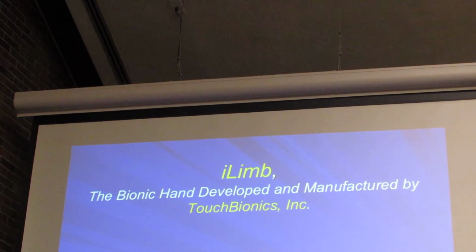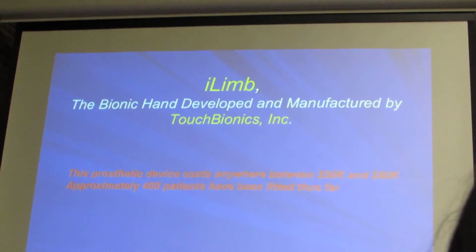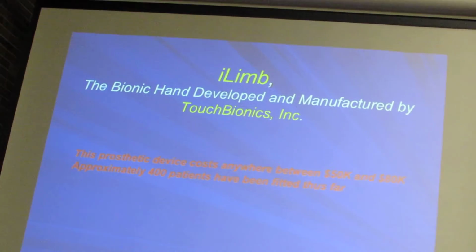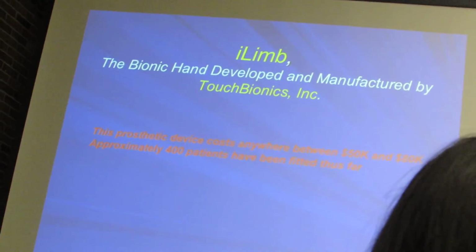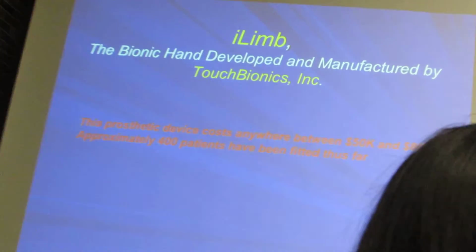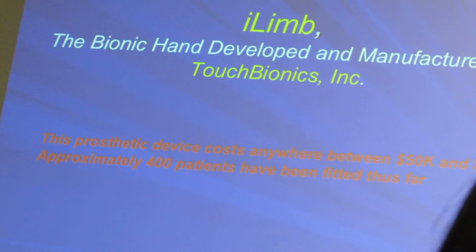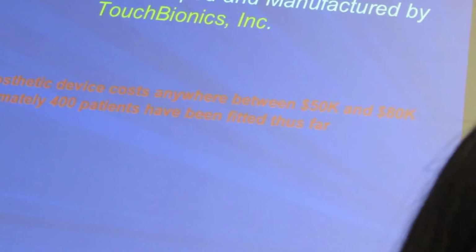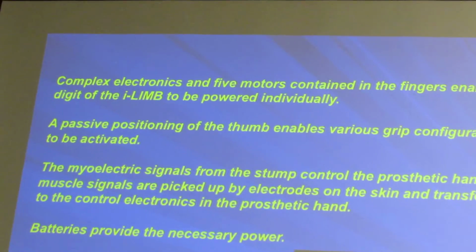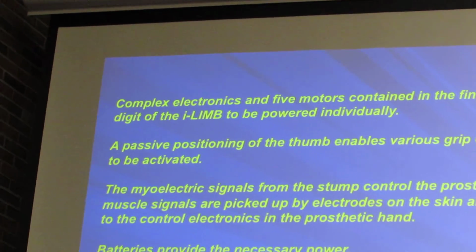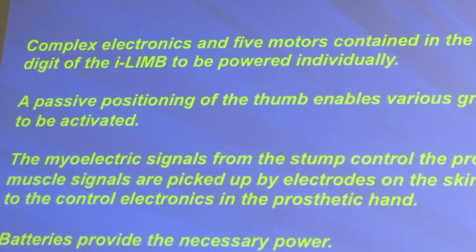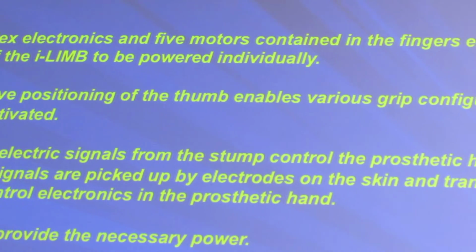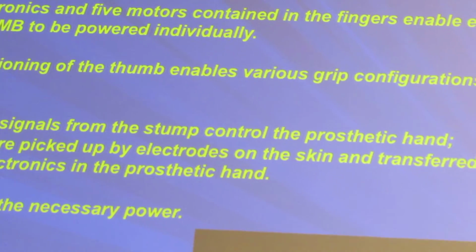And then iLimb she talked about, so that's the bionic hand. Know what iLimb is, and it costs anywhere from $50,000 to $80,000, and only in 400 patients so far, so it's pretty new technology. And this is just an example of the iLimb, and as you can see with the iLimb, you have much more control over the digits.